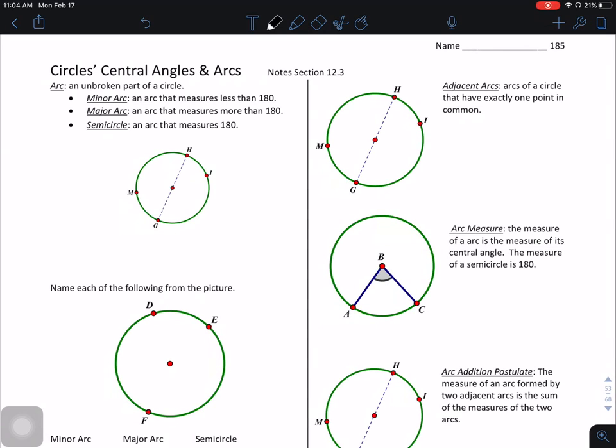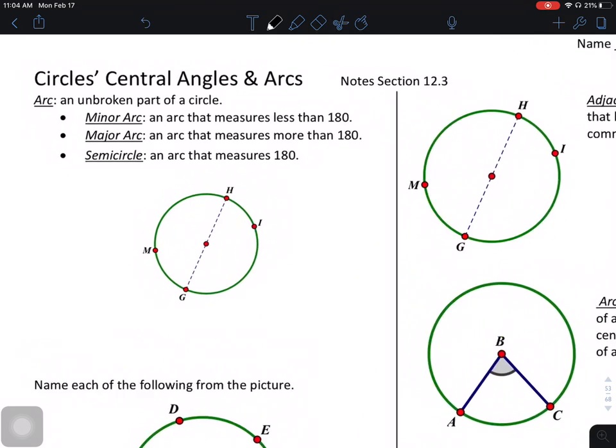Honors Geometry, section 12.3 notes. We're going to review some of the terms we had in the last section, and then we're going to add some more terms to this, throw in a theorem, maybe a postulate. I mean, the possibilities are endless.